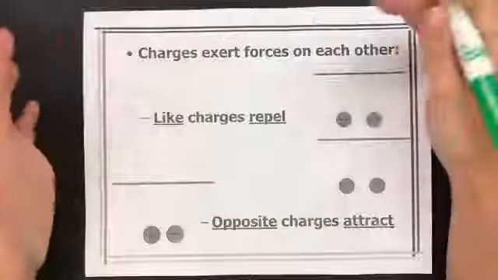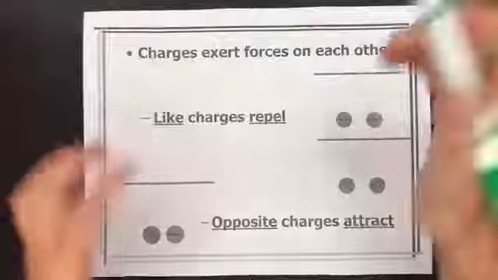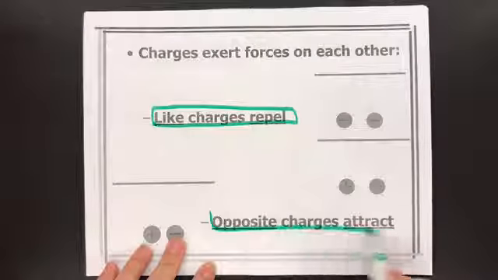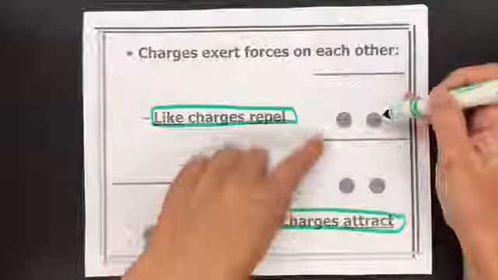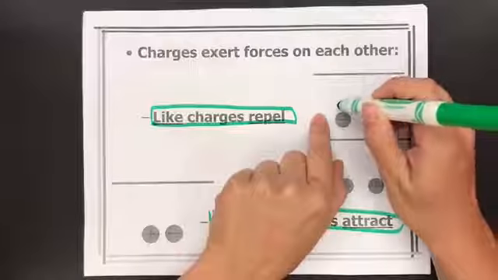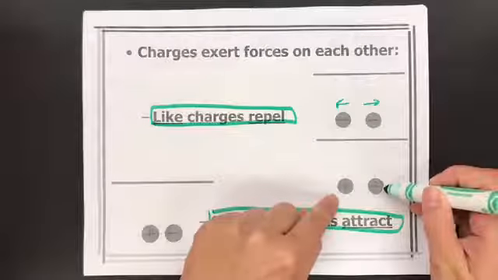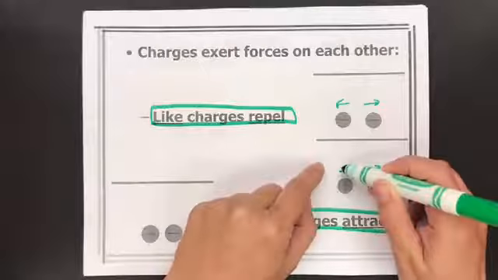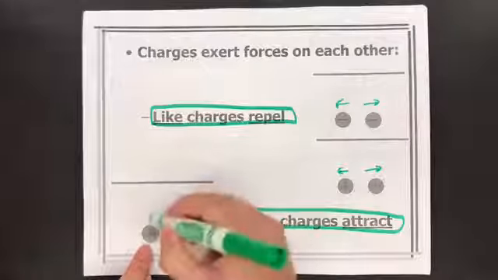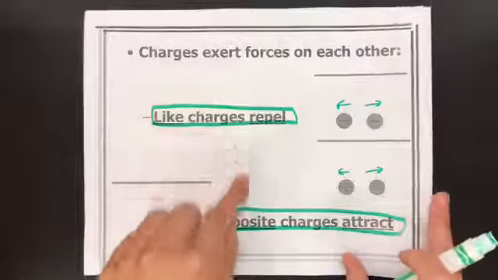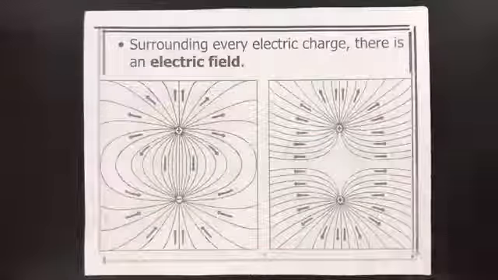So this is one of those elementary topics that you need to make sure you still remember. You need to know likes repel, opposites attract. If you have a picture of two negatives here, they're going to go away from each other. If you have two objects that have a positive charge, they are also going to go away from each other. But if you have a positive and a negative, they go towards each other. Likes repel, opposites attract.